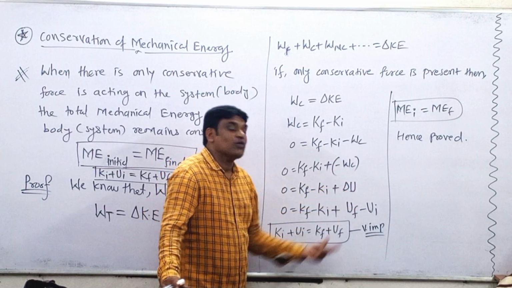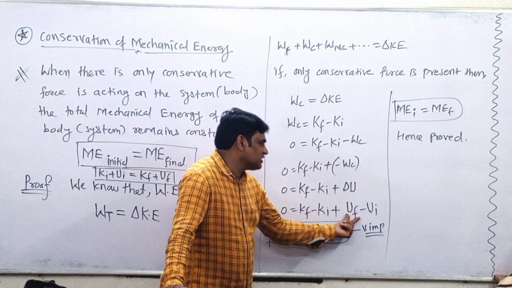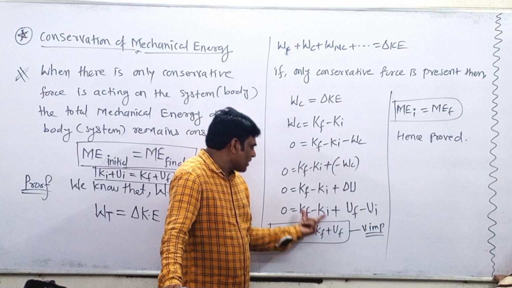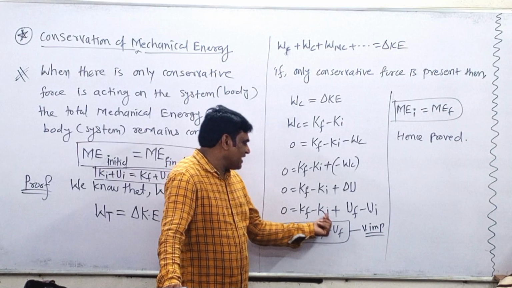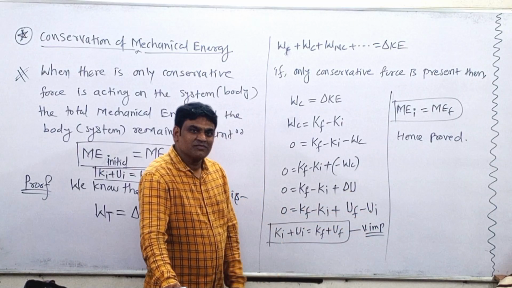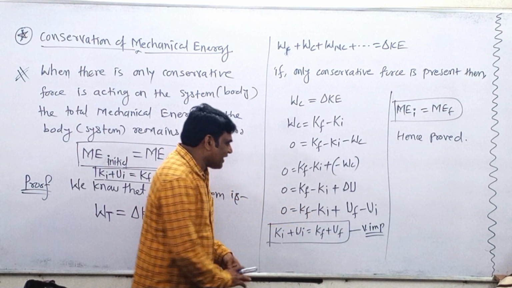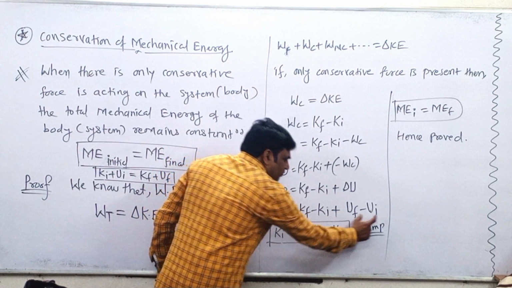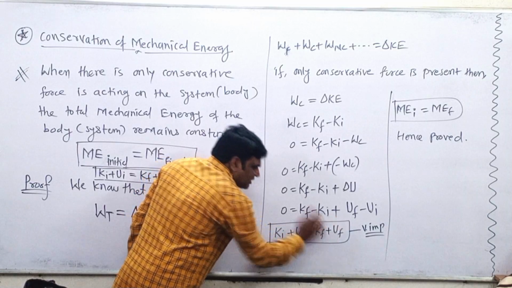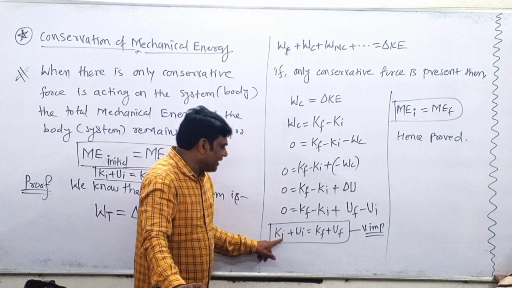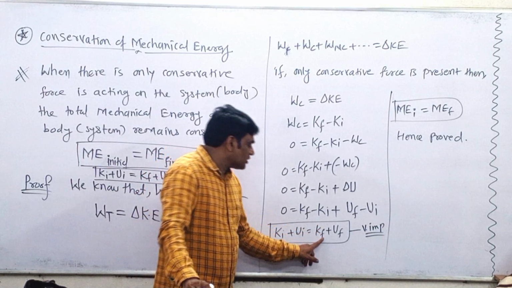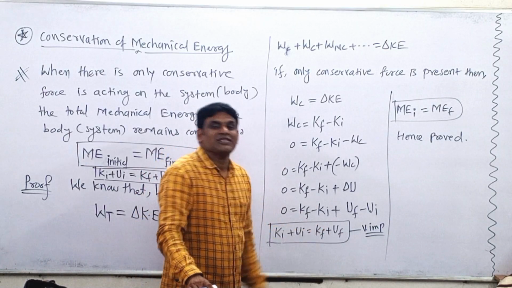And now at this place, what can I write? Final potential energy minus initial potential energy. Correct or not? So kinetic energy final minus kinetic energy initial plus potential energy final minus potential energy initial. If you take the negative terms, kinetic energy initial and potential energy initial, on this side and these two terms as they are on this side, what are we getting? Kinetic energy initial plus potential energy initial is equal to kinetic energy final plus potential energy final.